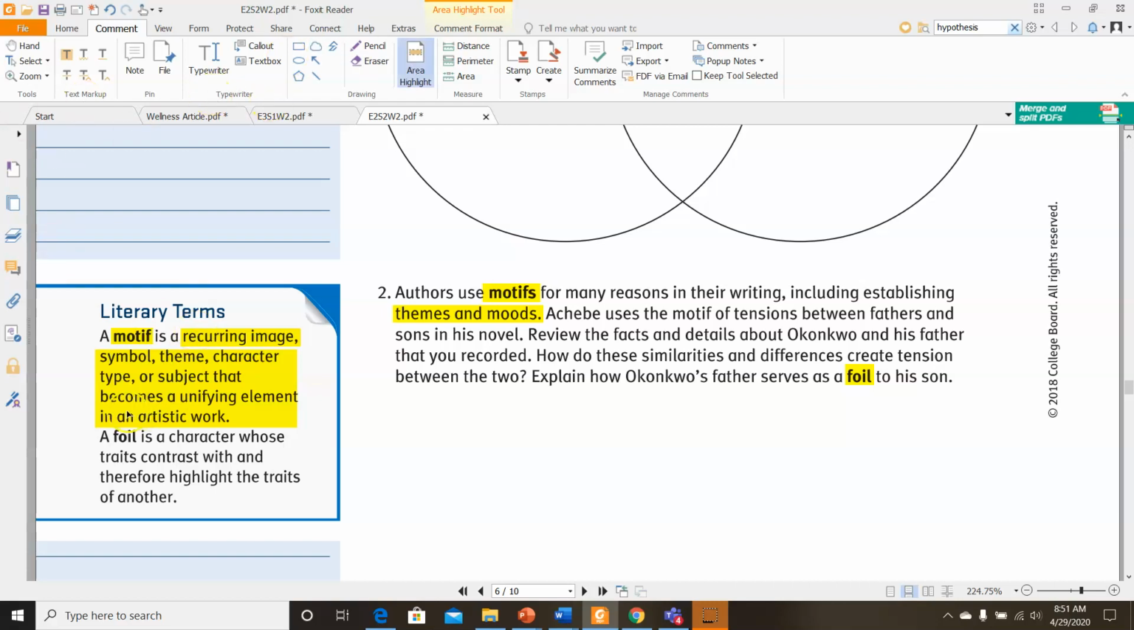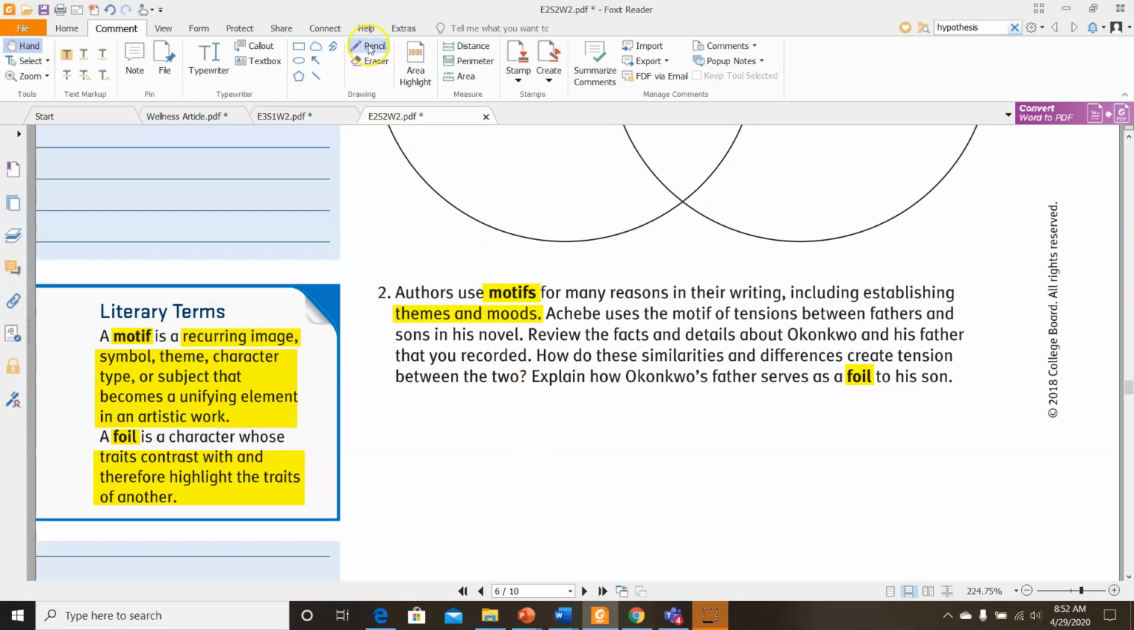Then you have foil. A foil is a character whose traits contrast with and therefore highlight the traits of another. So basically, the character is like the opposite of your main character. They may have a few overlaps here or there in order to make them balanced with each other, but for the most part, their personalities are very different from one another. One of the ways that Okonkwo is a foil to his father is that he's hardworking and his father is lazy. But please continue to find your own reasons why he's a foil.